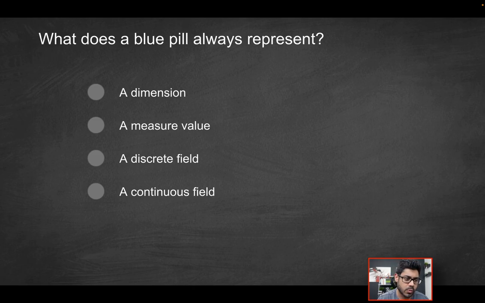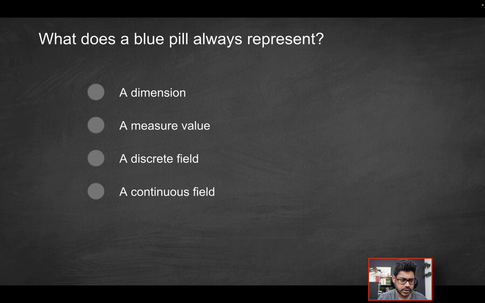First question is going to be, what does a blue pill always represent? This is going to be one of those staple questions that you should absolutely understand the concept around for the Tableau Desktop Specialist Exam. Now, is the solution going to be a dimension, a measure value, a discrete field, or a continuous field? Which of these is always represented with a blue pill in Tableau?